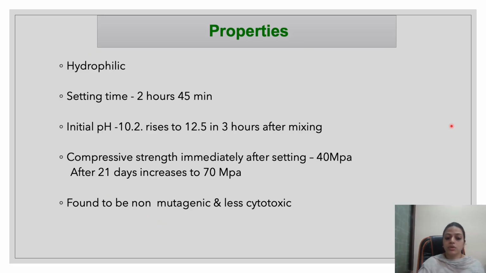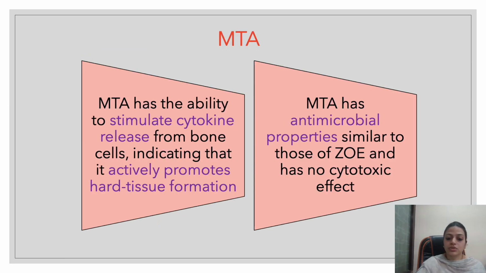It is found to be non-mutagenic and less cytotoxic. MTA has the ability to stimulate cytokine release from the bone, which indicates that it is actively promoting hard tissue formation. So it is a regenerative material, and MTA has antimicrobial properties similar to those of zinc oxide eugenol. It does not have any cytotoxic effect.